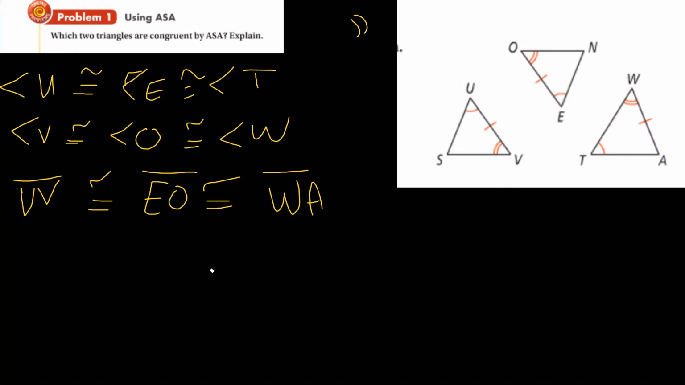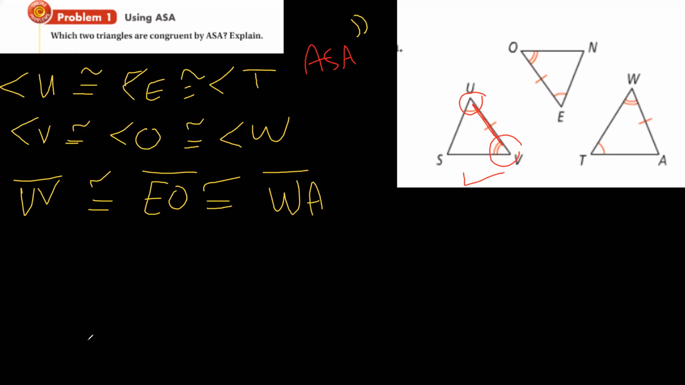Here now, look at the first triangle, which is SUV. In this triangle, as you see, you have angle U and you have angle V. So I have two angles. I want to check now if I have a side that is between them. Is there a side between angle U and angle V? Yes. So my postulate ASA can work here.